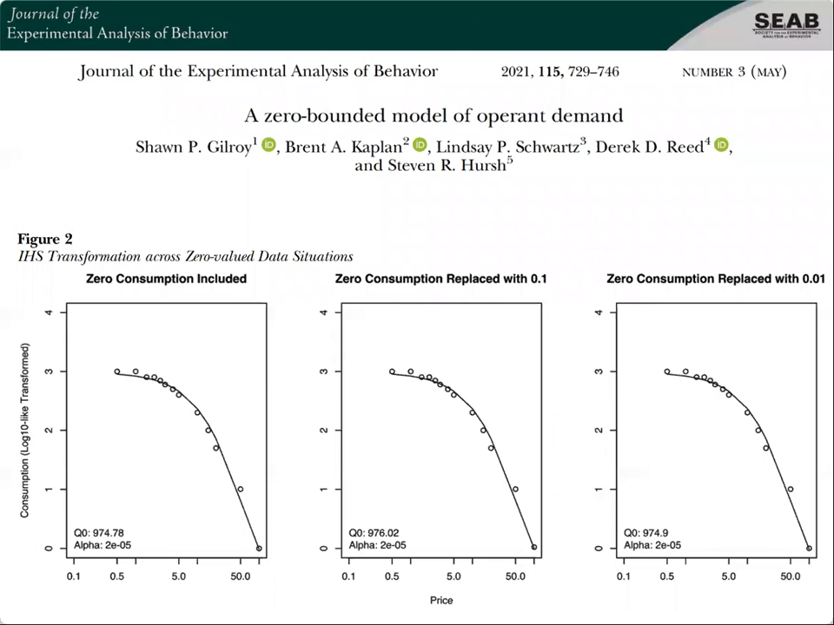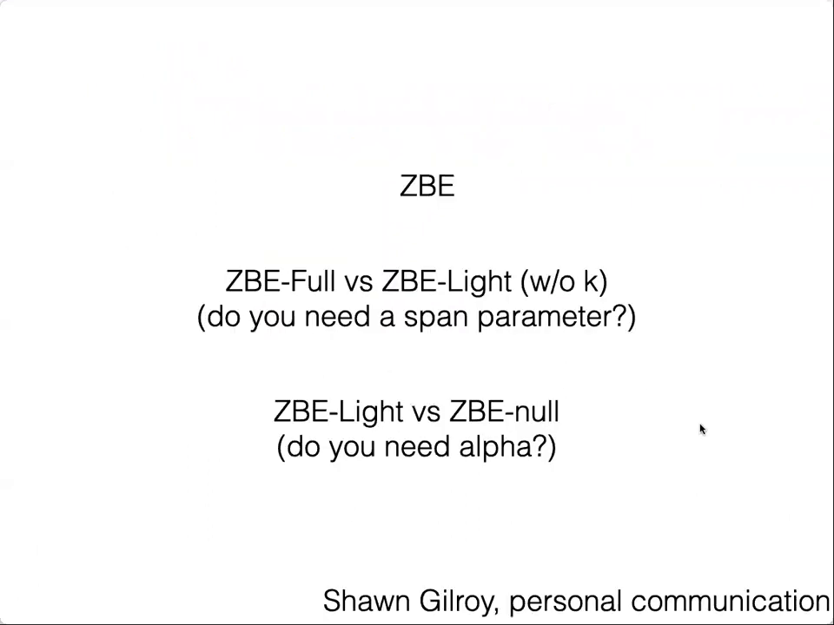So quick little notes here, Sean Gilroy, personal communication, some tips that he recommended to me as I was throwing these slides together, that you should actually do a model selection approach to compare whether or not you need a zero bounded, the inverse hyperbolic sine with a K versus without a K. So you can actually do that to see if the curve fit dramatically changes. And then also to compare that to a null curve, so kind of like a noise comparison where there's no elasticity. And so do you actually need alpha? So this is an approach. If you read the ZBE paper, you'll get a little bit more into this.